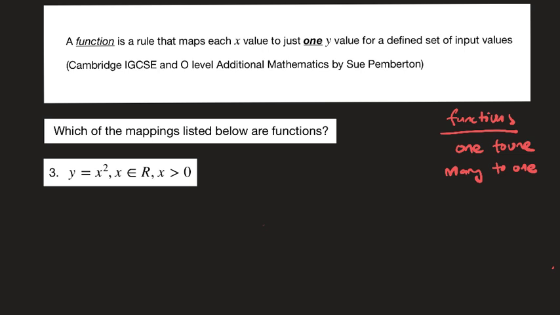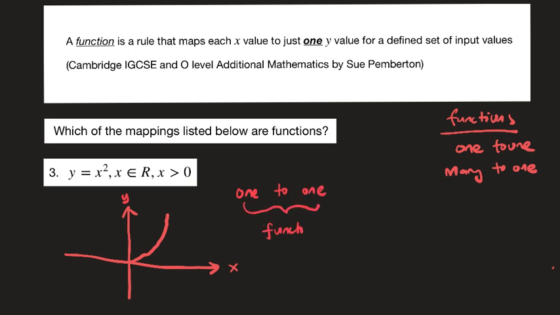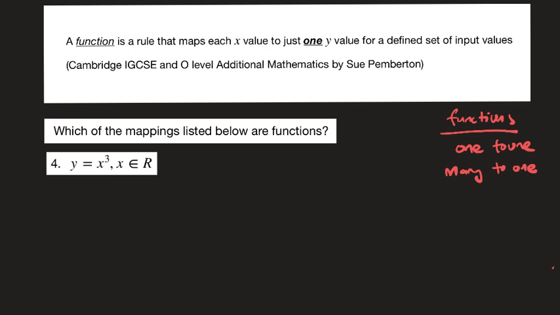And the third is this one. We know that the graph of this will be this part only, because the question says x is greater than 0. And this one is a one-to-one mapping. So one-to-one mapping is a function. The graph for this one will be this. And we know that this is a one-to-one mapping again. So this is a function.